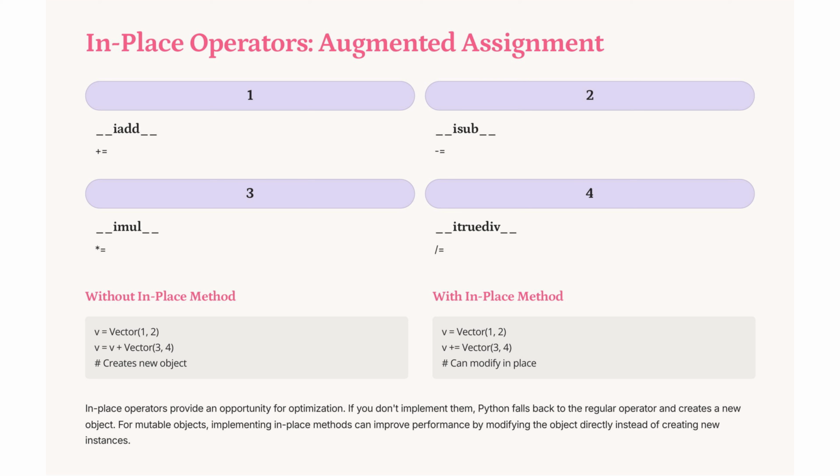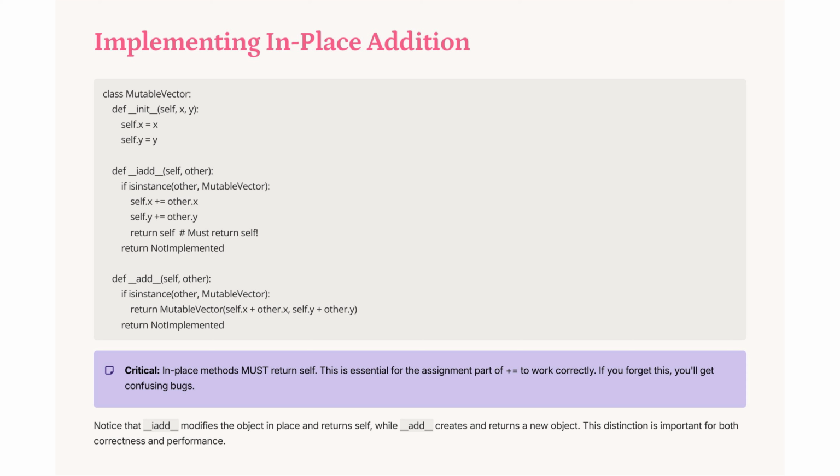For mutable objects, using in-place methods enhances performance by avoiding unnecessary object creation, thus making operations like v += Vector(3, 4) more efficient. In-place addition with the __iadd__ method modifies the object directly, enhancing performance by avoiding new object creation. The method must return self to ensure plus-equals works correctly. In contrast, add creates a new object. This distinction is crucial for both performance and avoiding bugs in mutable objects.